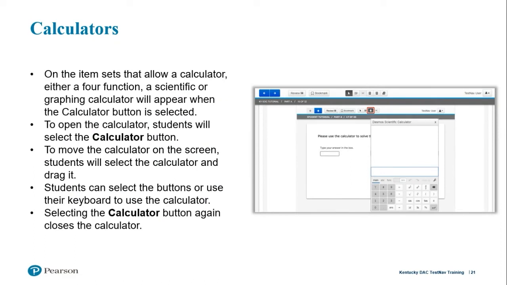Calculators. There are various calculators that are available depending upon the test and the grade. So a calculator, you can either have a 4-function calculator, a scientific calculator, or a graphing calculator. To open the calculator, there is a calculator button the student will click on. To move the calculator on the screen, the students will select the calculator and drag it around. Students can select the buttons or use the keyboard to use the calculator. And then if they want to hide the calculator, they just click on the calculator button again and it goes away.